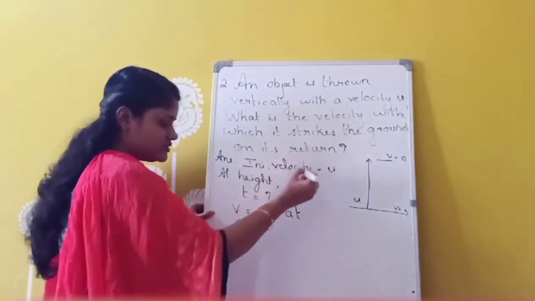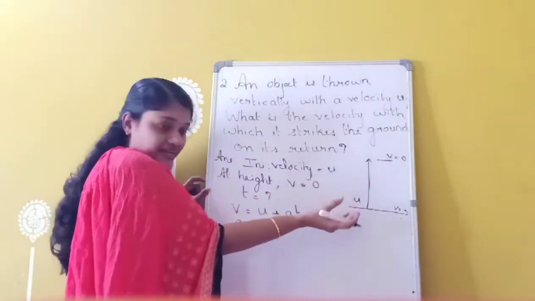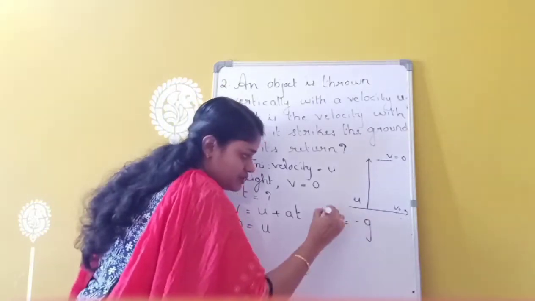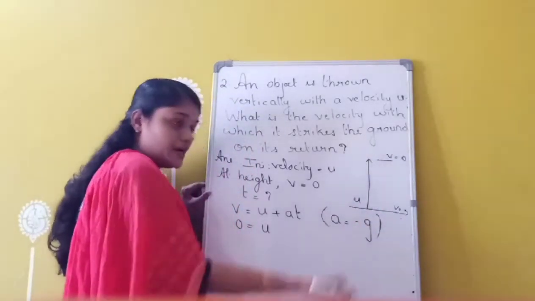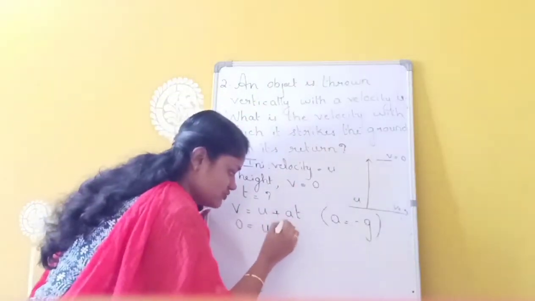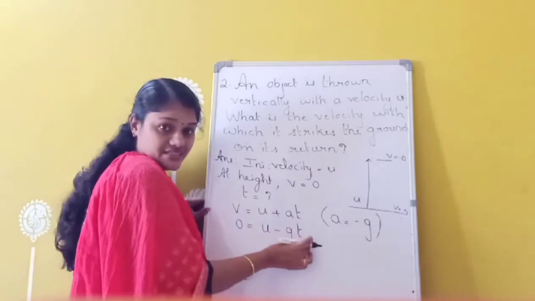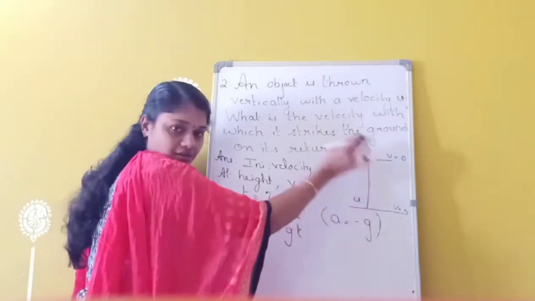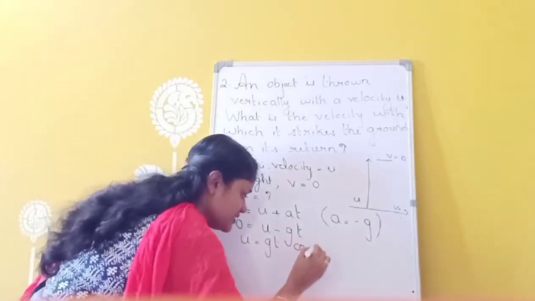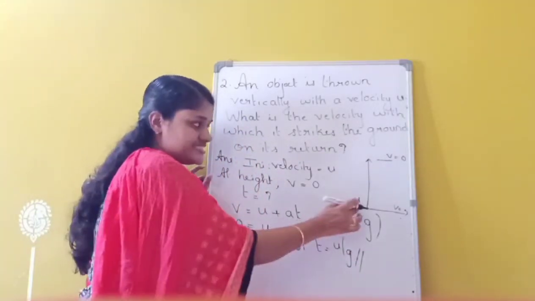0 equals, initial velocity is taken as u itself. Then the object is thrown upwards. That means the object is moving against gravity. That means instead of a, here we have to put minus g, because it is against gravity. So instead of a, we write minus g into t. From this we have to find t, the time taken by the body to reach the height. So u equals gt, or t equals u by g. This is the time taken by the object to reach the height.